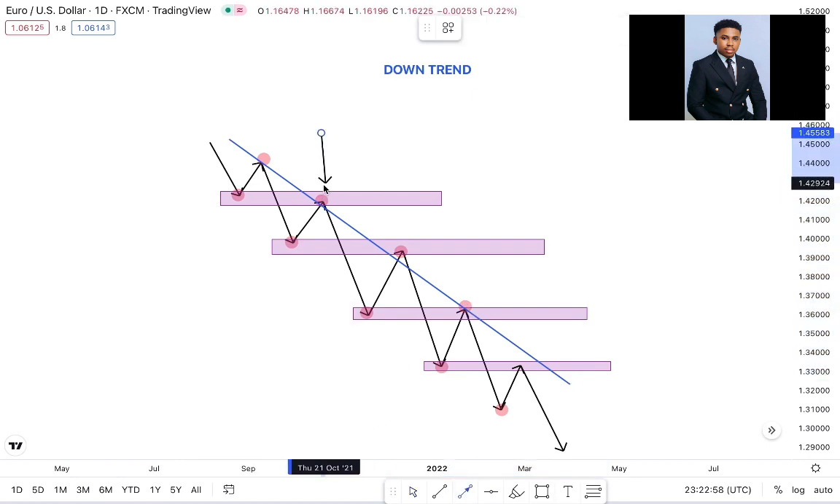Okay, so when price broke through this support level again, it didn't bounce off the support, but it broke through it.